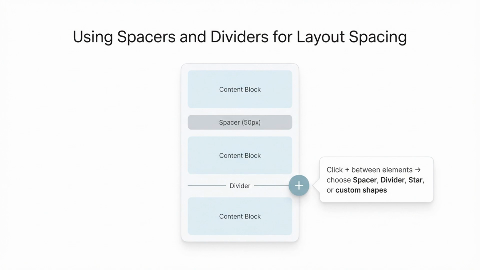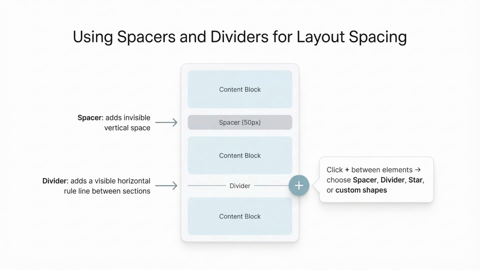A spacer set to around 50 pixels gives comfortable breathing room between sections without needing to manually adjust margins everywhere. The difference between a spacer and a divider is important. A spacer is invisible, it just pushes elements apart. A divider is a visible horizontal line that visually separates sections. Both are useful depending on whether you want a subtle gap or a clear visual break in your layout.